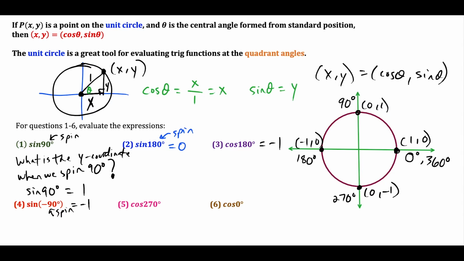If I want cosine of 270, notice 270 degrees, if we're spinning 270 from standard position, that brings us to (0, -1), and cosine is referring to the x value. So I'm really asking the question, what is the x value on the unit circle when I spin 270 degrees, and the x value here is 0. And now for the last one here, what is cosine of 0, is asking what is the x coordinate on the unit circle when I spin 0 degrees from standard position, and the x coordinate is equal to 1.